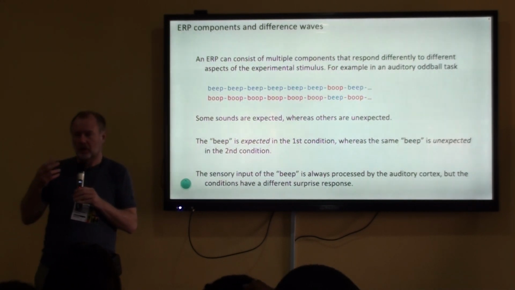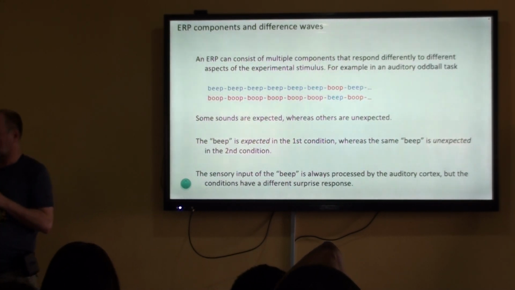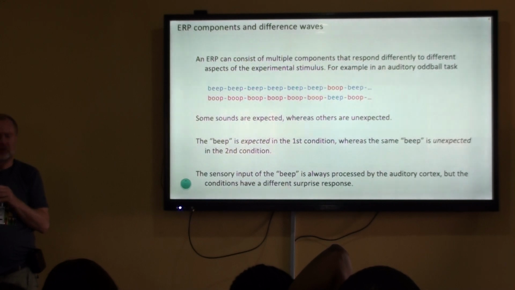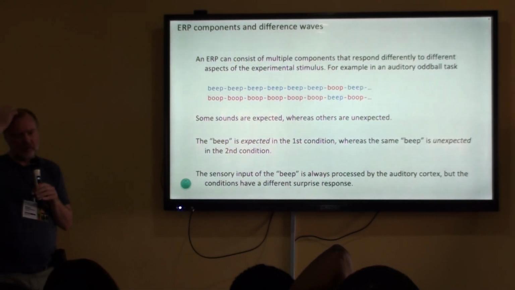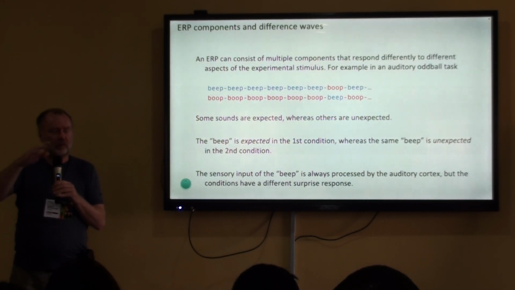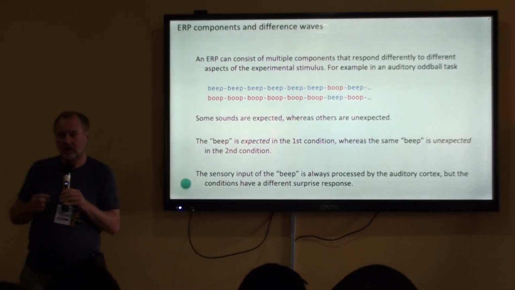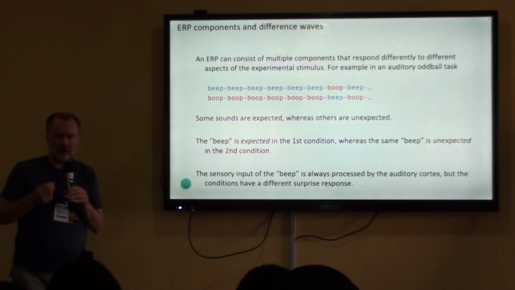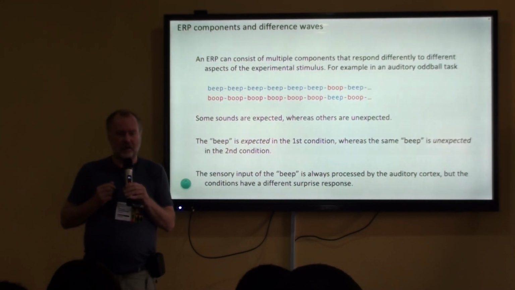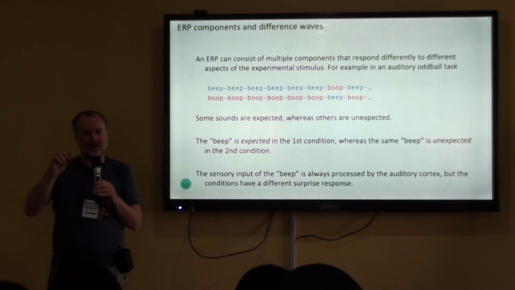Okay, so an event-related potential can consist of multiple components. And these multiple components are thought to respond differently to the different aspects of the experimental stimulus. So for example, if we have an auditory oddball task, it's something that we demonstrated. It's like beep, beep, beep, boop, beep, boop, etc. Where the boops are the irregular ones. What we can do, if we want to be really careful about a task, we can also make a task that's boop, boop, boop, beep, boop, boop, boop, beep. What we're then doing is we're making the task balanced.